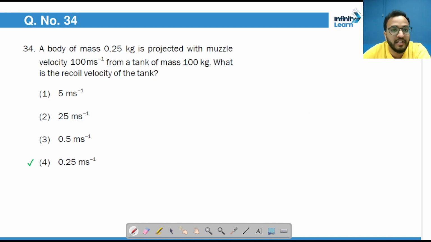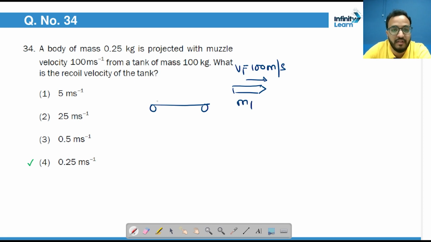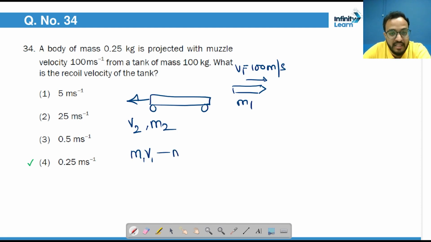34. This is also pretty simple. A body of mass 0.25 kg is projected with a muzzle velocity of 100 meter per second. Let's say this is V1 and this is M1. And this is the tank which is going back with velocity V2 and its mass is M2. So obviously, momentum conservation: we will say M1 V1 minus M2 V2.